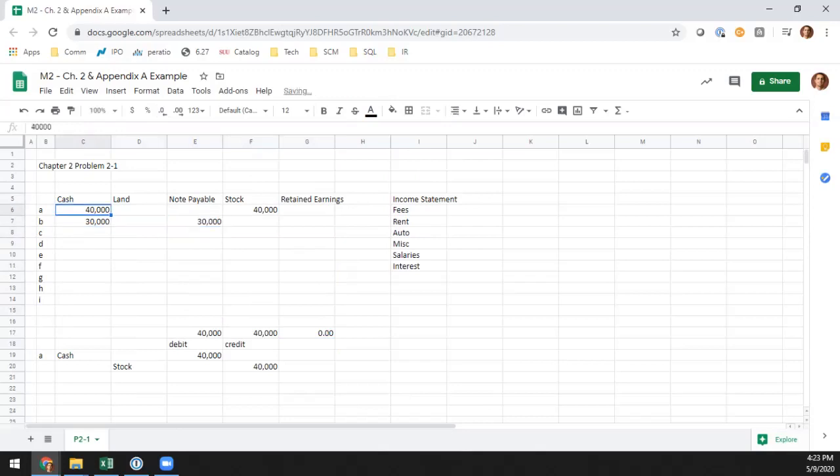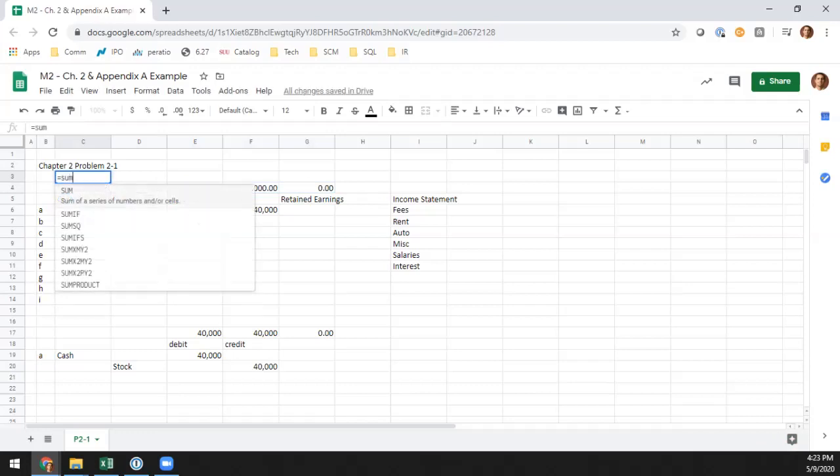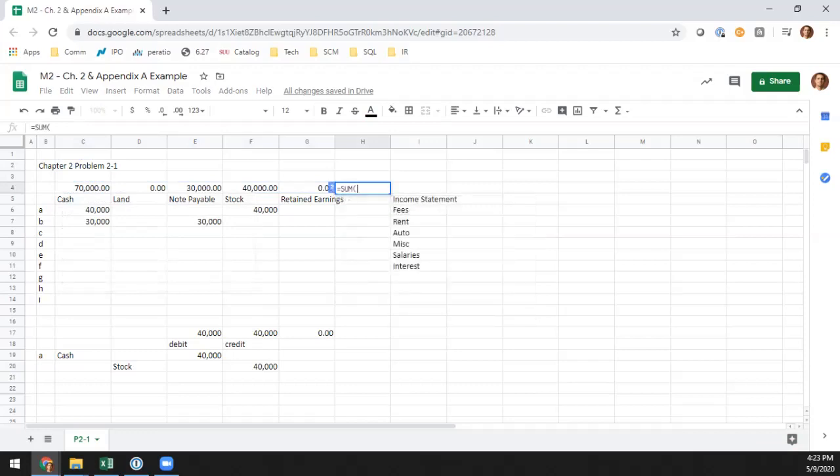That's the other thing I was going to do, is make sure we balance up here as well. So remember, our assets should equal our liabilities plus our equity. So we want our assets, cash and land, minus our note payable, stock, and retained earnings. We want that to equal 0 after every transaction. Okay, so looks like we're okay.